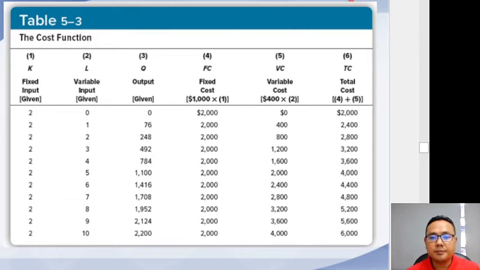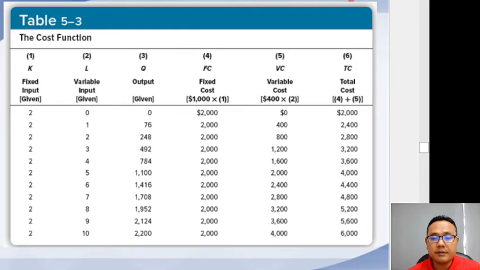To produce more output, more of the variable factor must be employed. For example, to produce 1100 units of output, 5 units of labor are needed. To produce 1708 units of output, 7 units of labor are required. Since labor is the only variable input in this simple example, the variable cost of producing 1100 units of output is the cost of 5 units of labor. That means 400 times 5, equal to $2000.